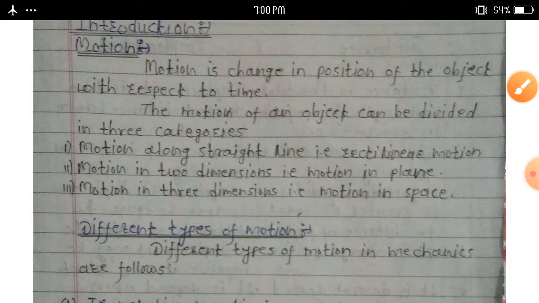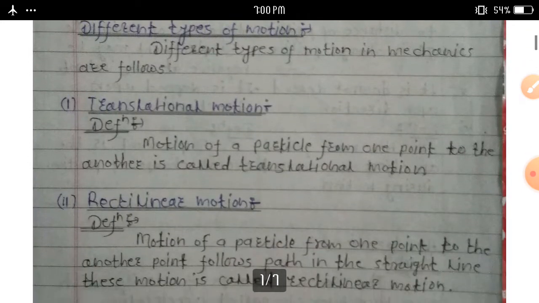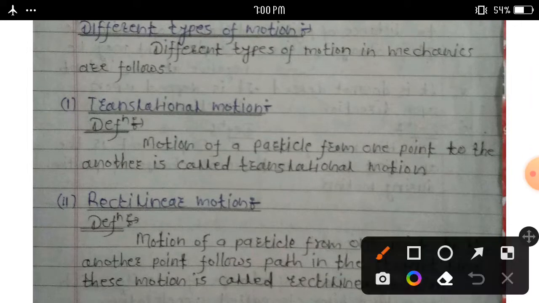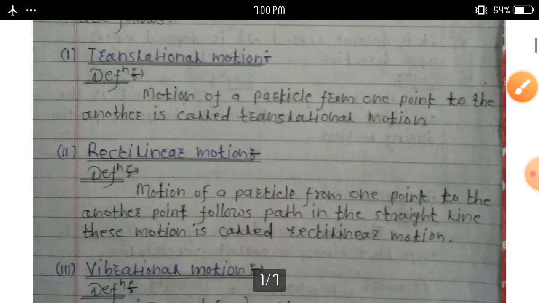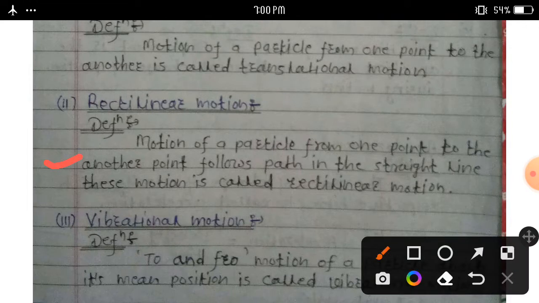Then in the last lecture we discuss different types of motion. Firstly, what is meant by translational motion. Definition: motion of a particle from one point to another point is called translational motion. Next, what is meant by rectilinear motion. Definition: motion of a particle from one point to another point following a path in a straight line is called rectilinear motion.